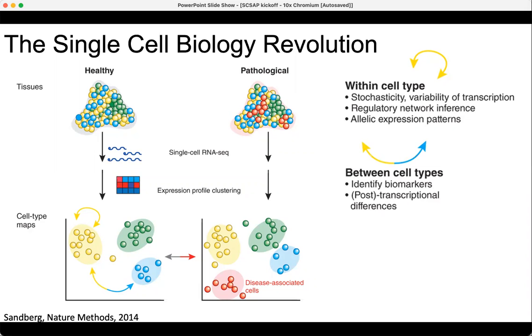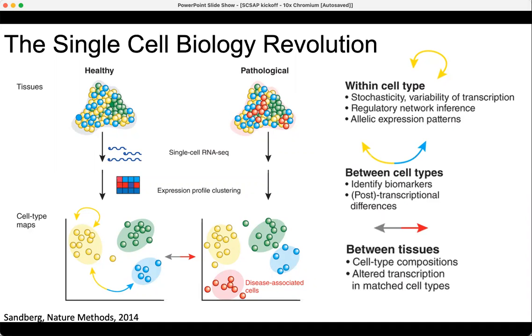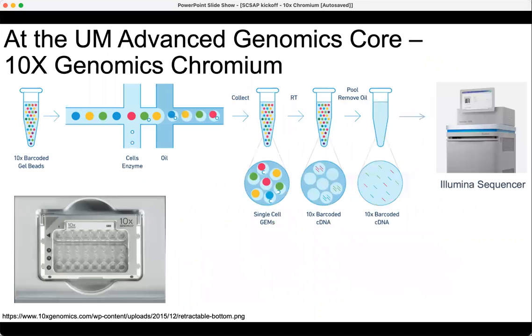We can also look between cell types, right? Identifying biomarkers which predict cell type identity. We can look for transcriptional or post-transcriptional differences which are driving differences in cell types. And then we can start to look between tissues as well, right? Looking at cell type compositions between healthy and disease or stressed and unstressed conditions, and even looking at altered transcription in matched cell types. Really, there's so much data that we can generate through these single cell experiments that it's providing so many new insights into how biology is functioning.